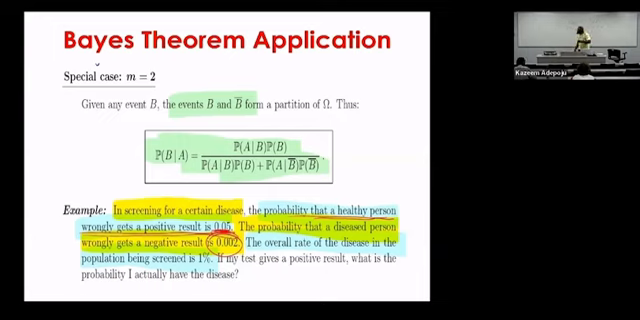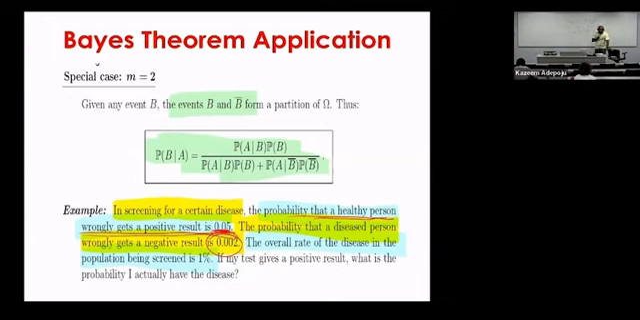Now if I want to find the probability of B given A, I'm going to solve for that. So I'm basically going to have this guy equal the whole of this guy divided by the probability of A.